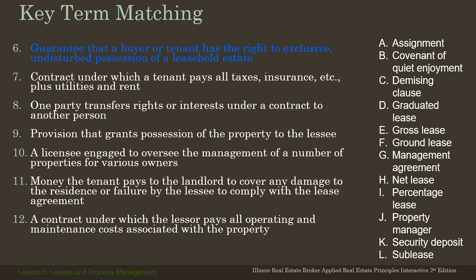The guarantee that a buyer or a tenant has the right to exclusive undisturbed possession of a house or a leasehold estate would be a covenant of quiet enjoyment. Basically, what happens is the clause in a lease under the covenant of quiet enjoyment clause. A covenant is a promise. Quiet enjoyment doesn't mean it's going to be quiet on the premises. It means that nobody of greater title than the landlord has is going to come along and say, landlord doesn't even own this property. He has no right to lease it. Therefore, you have to leave. So the landlord is making you a promise that that's not going to happen.